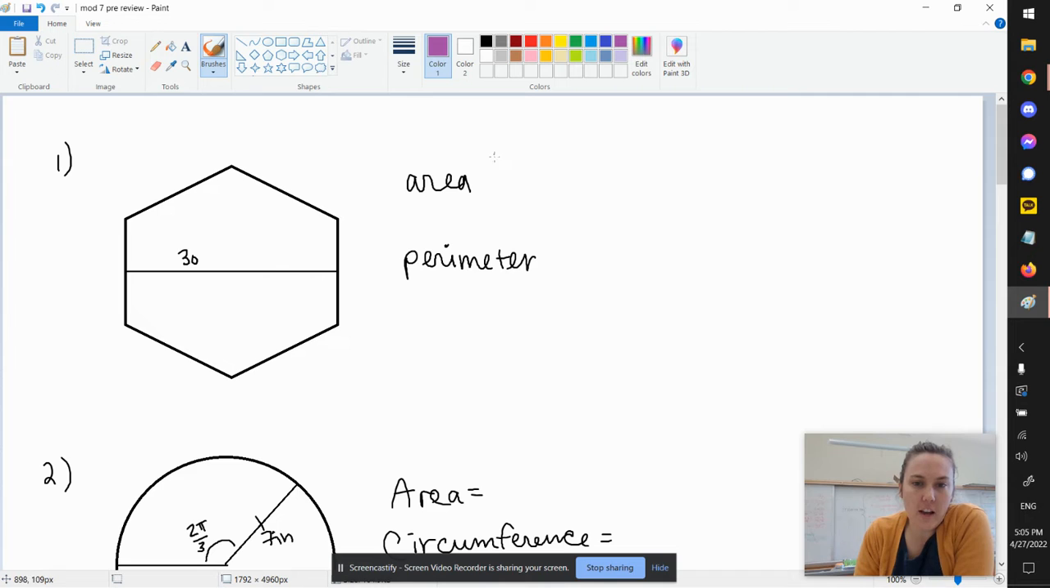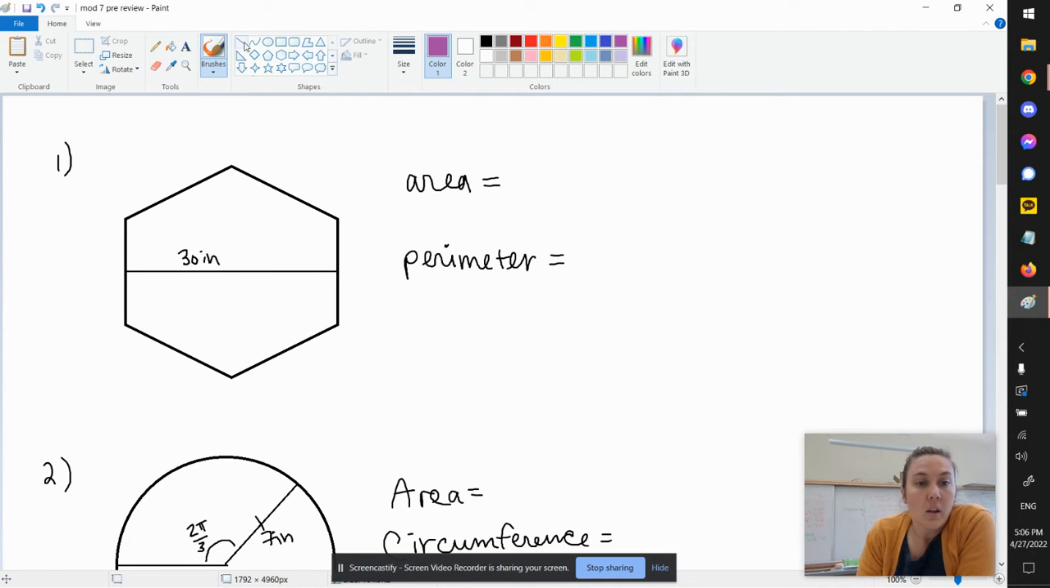The first question today asked for the area and the perimeter of this regular hexagon. Regular means it has all the same sides and all the same angles. The only information we got is that all the way across it is 30 inches. Inches, yeah. Brushes, black, inches, purple.